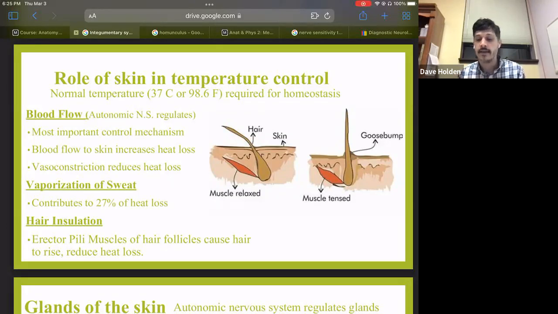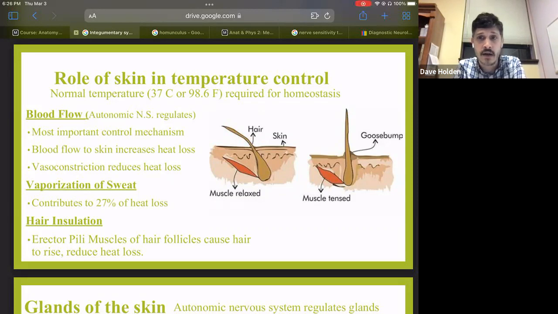Another way that we are able to get rid of excess heat is through sweating. And I feel like I've already talked about this one at length, throwing in the extra examples about dogs don't sweat, they pant. But about 27% of your heat loss is done through sweat. So very critical component. And lastly would be the erector pili muscles.